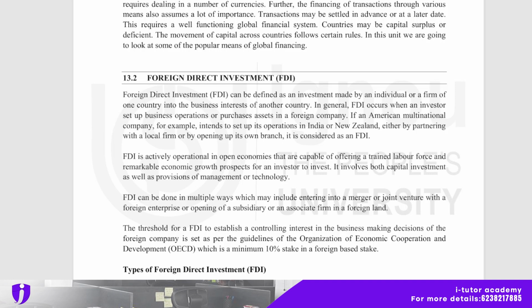Countries involved in cross-border transactions see a flow of goods, services, and capital. This requires dealing in a number of currencies. Further, the financing of transactions through various means also assumes a lot of importance. Transactions may be settled in advance or at a later date. This requires a well-functioning global financial system. Countries may be capital surplus or deficit. The movement of capital across countries follows certain rules. So in this unit, we are going to look at some of the popular means of global financing.